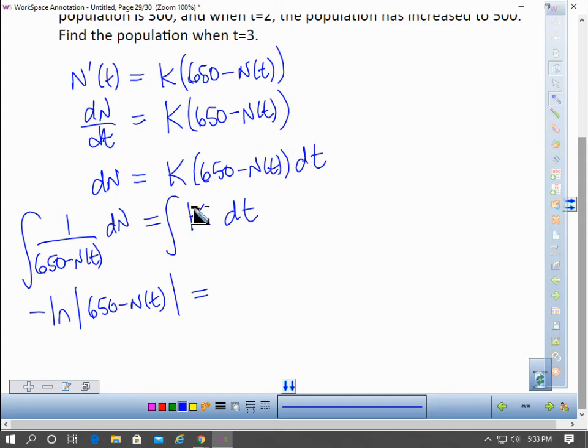Then over here, the antiderivative of k in terms of t will be kt, right? Because this is like a number. This is like having a 3. So the antiderivative of 3 in terms of t is going to be a 3t. So k is not a variable, it's a number. So it's a constant of proportionality. So the antiderivative of k in terms of t is kt. And then plus c.